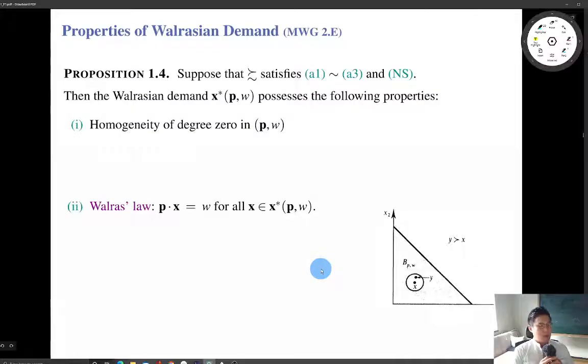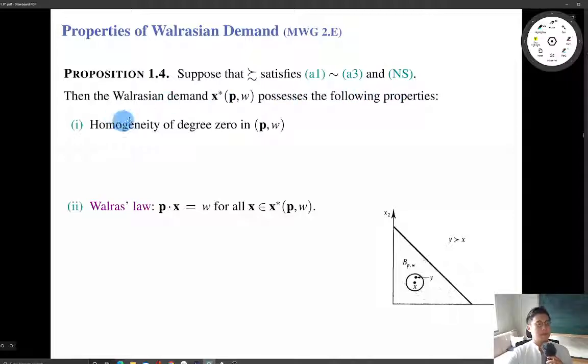All right, and then I first enumerate the general properties of Walrasian demand. Okay. In the next slide. Suppose that the preference relation satisfies the three basic assumptions: rationality, so completeness, transitivity, and continuity. Okay, and plus one desirability assumption, local non-satiation. All right, and the Walrasian demand possesses the following properties.